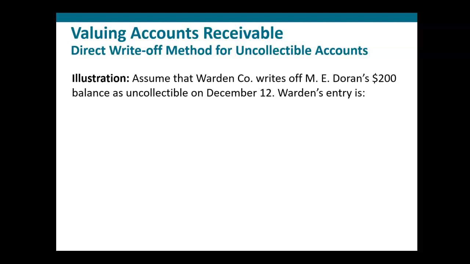Here is the Warden Company writing off Emmy Doran's company account balance for $200 under the direct write-off method. Anybody can do this. It is not according to GAAP. This is a bad example of how to do it. But you debit bad debt expense and credit accounts receivable. You'll see that on the quiz and you'll see it on the homework, but don't be fooled. This is not the way people do it.